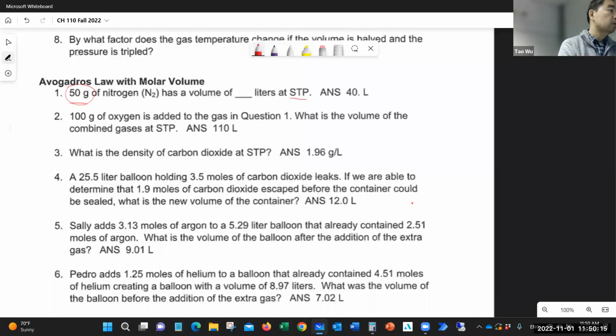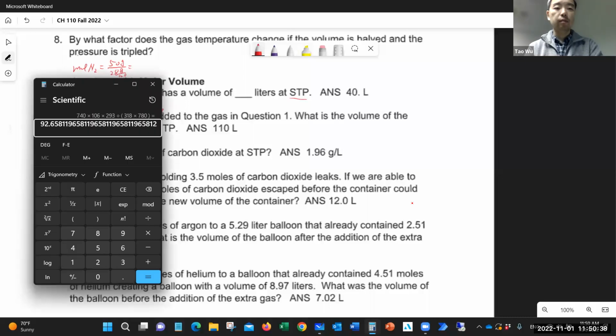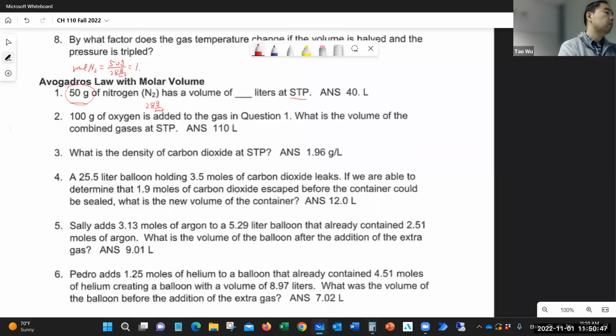Remember, the molar mass of N2 is 28 gram per mole. It's not 14, okay? It has 2 nitrogens. So first, we figure out the moles. The moles of the nitrogen here is just 50 gram divided by 28 gram per mole. Mass over molar mass, 50 divided by 28, is 1.786 moles.